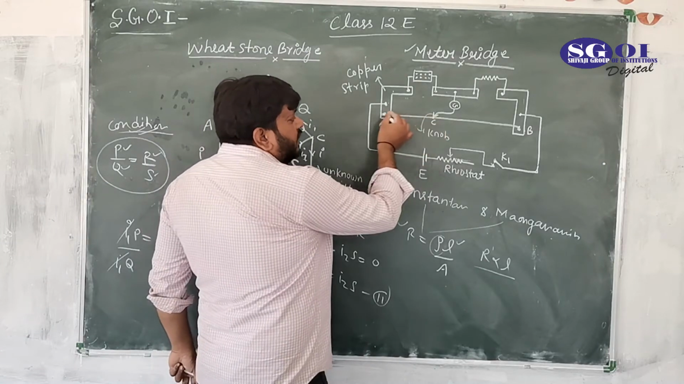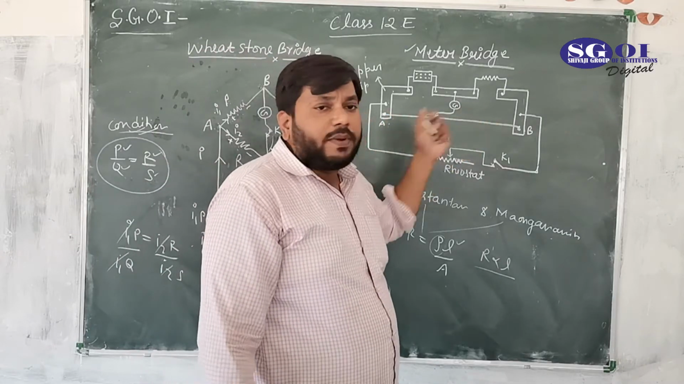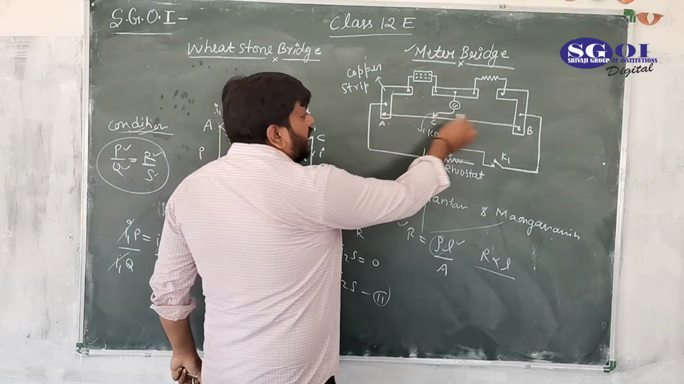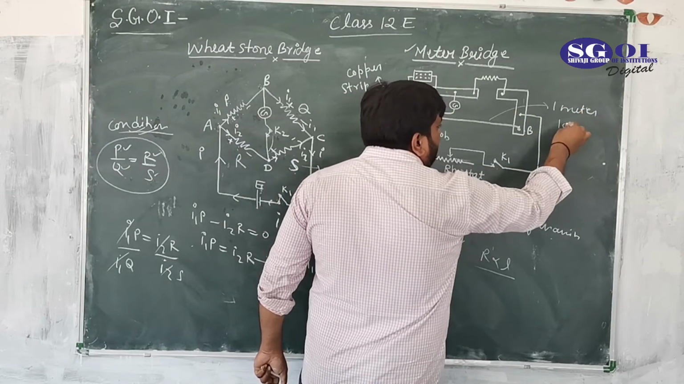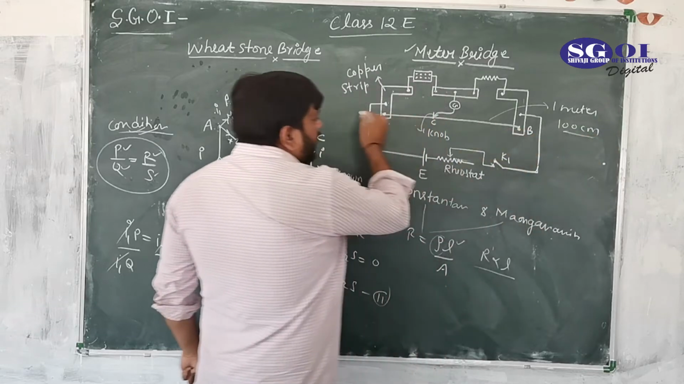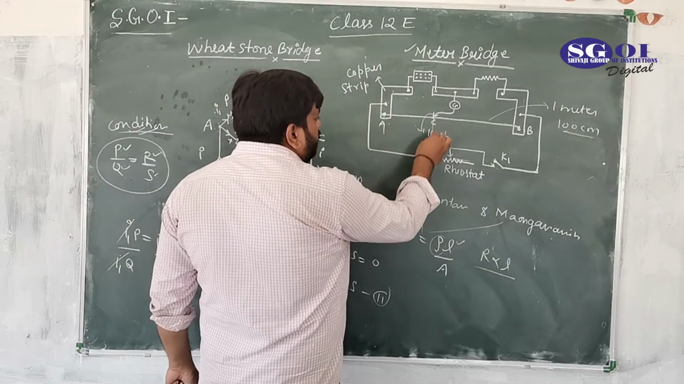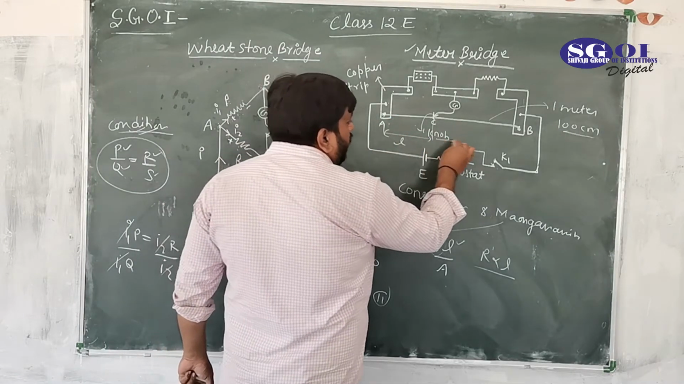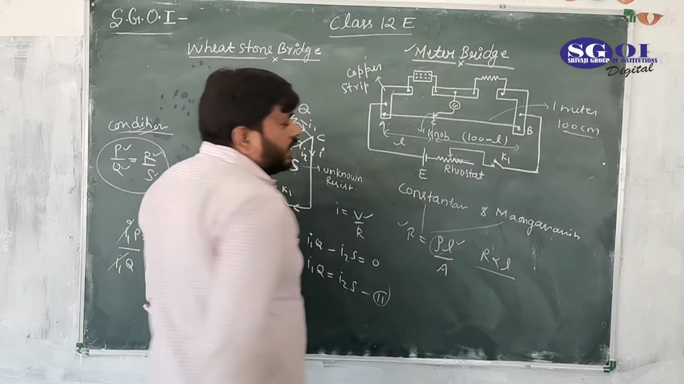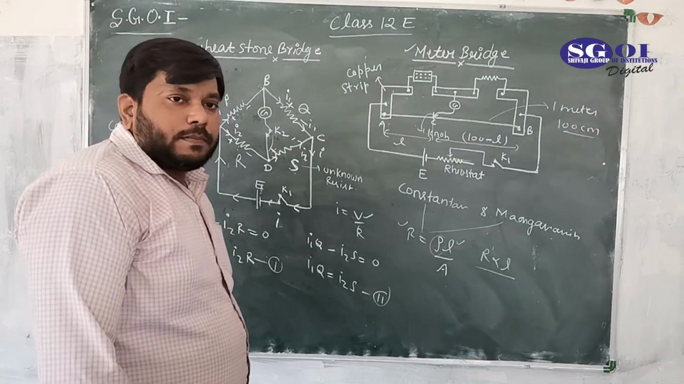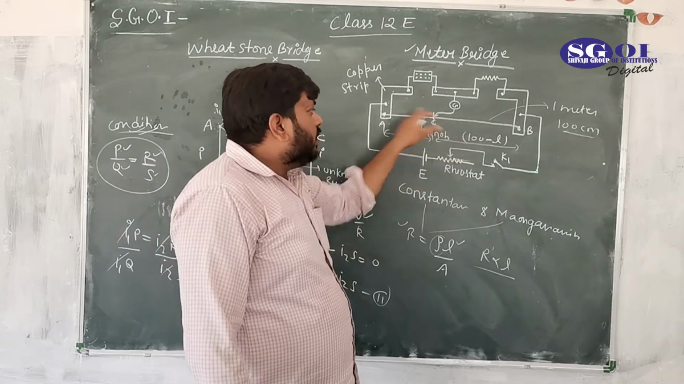On sliding this knob on the wire, the resistance of both parts changes, and this wire is of 1 meter length, that is 100 centimeter. If this part is L, then this part is 100 minus L. L can be anywhere, so it would be balanced anywhere.